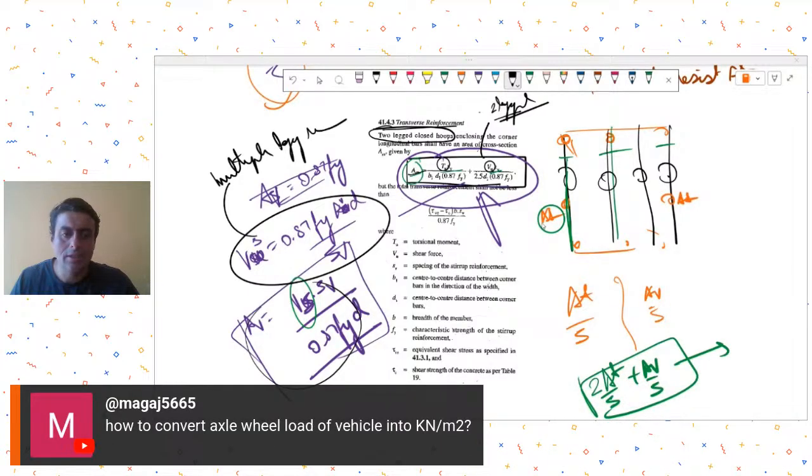Mr. Magaj is asking how to convert axle wheel load of vehicle into kilonewton per meter square. Maybe you will need to follow some IRC documentation, but I think you take the axle load divided by the contact area of your wheel. I think generally the contact area is taken as 15 centimeters square. I think so. So accordingly, you can convert the wheel load into kilonewton per meter square.